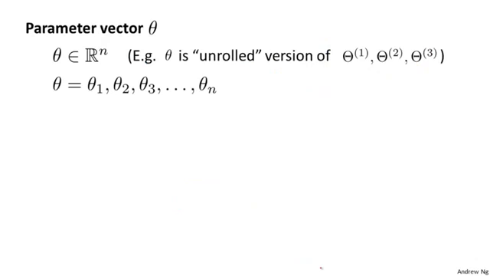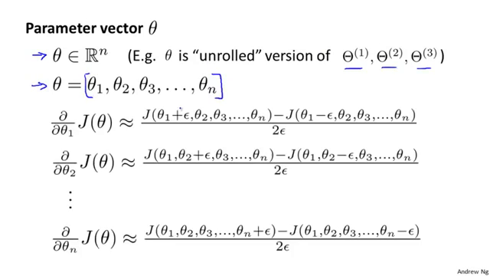Now, on the previous slide, we considered the case of when theta was a real number. Now let's look at a more general case of when theta is a vector parameter. So let's say theta is in R^n, and it might be the unrolled version of the parameters of our neural network. So theta is a vector that has n elements, theta 1 up to theta n.